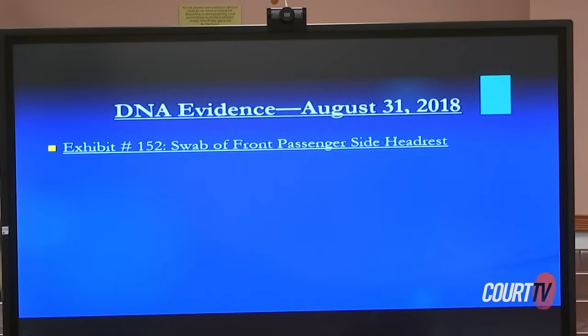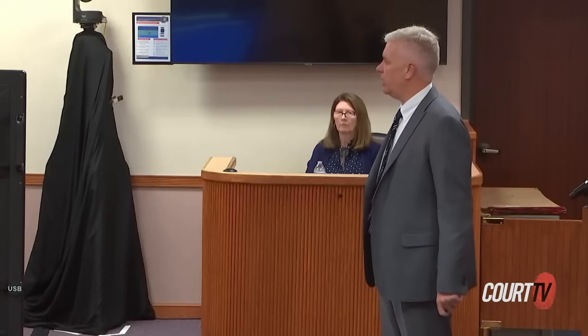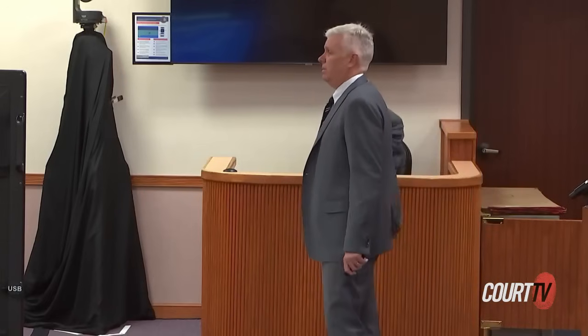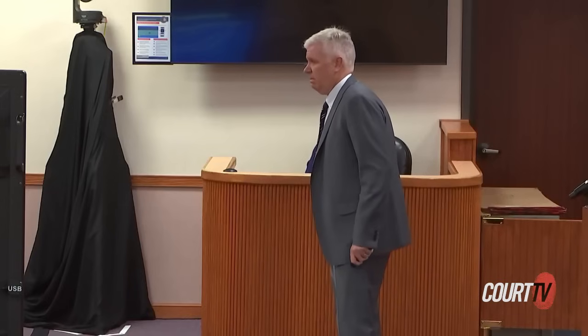August 31st, 2018. They go and they swab the front passenger side headrest of the silver Dodge Ram. And what do they find? What do they find on the front passenger side headrest of the defendant's silver truck? Tania Wise's DNA. Okay. Tania Wise's DNA. What else do we find? If he had nothing to do with these crimes, if he's innocent, what's her blood doing in his car? What else do we find?